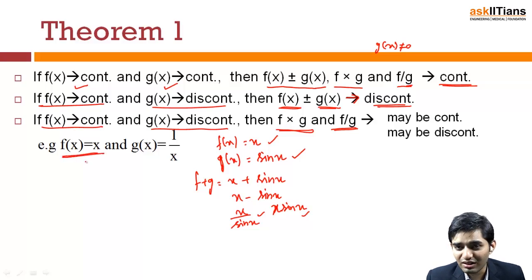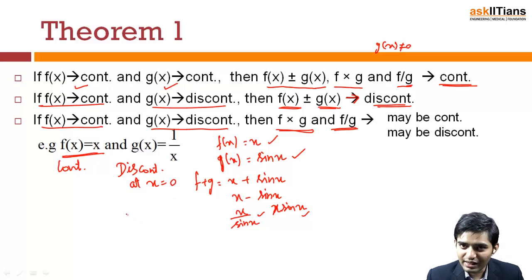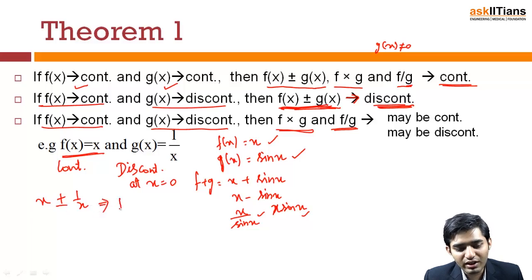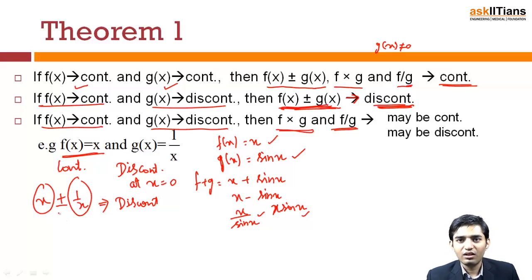Now second is if there is one continuous function and one discontinuous function. For example, take f(x) equal to x, which is a continuous function, and the second example is g(x) equal to 1 by x. This function g(x) will be discontinuous at x equal to 0, the critical point. So f(x) is continuous and g(x) is a discontinuous function. If I add or subtract, then I will definitely get a discontinuous function. So x plus 1 by x or x minus 1 by x will definitely be a discontinuous function, because this part is continuous but this part is discontinuous. So continuous plus discontinuous or continuous minus discontinuous will always be discontinuous.